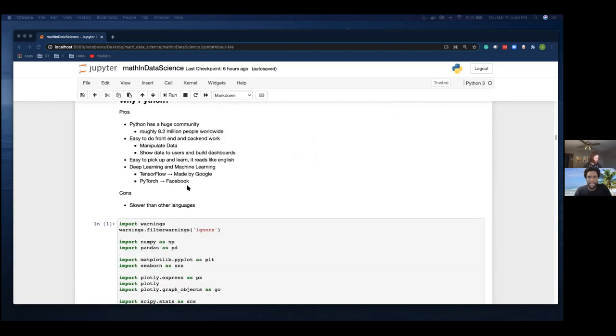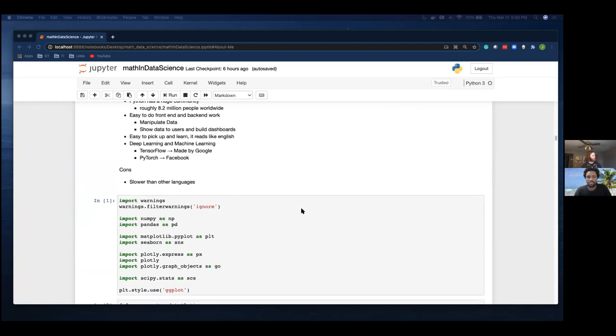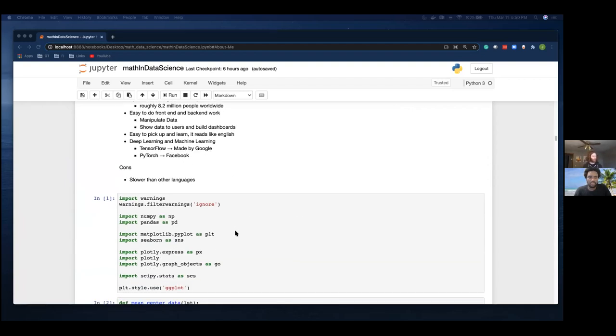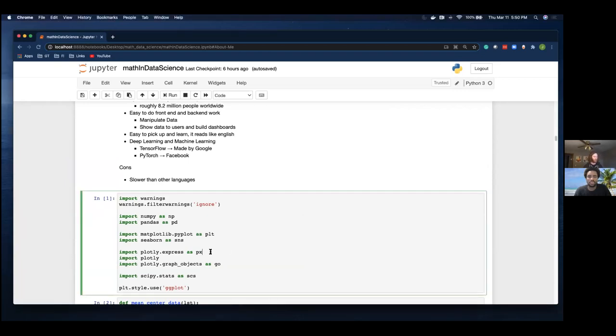Cool. So now I'm going to start jumping into things. So first thing right here is I'm going to be doing some import statements. While I'm going through this, these are going to allow me to make visualizations, and this is for loading in a data set, and this is for some basic statistics.